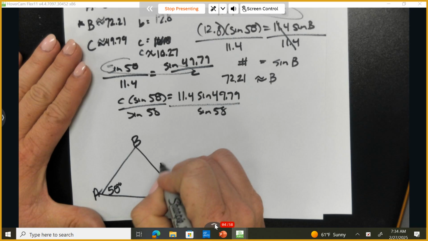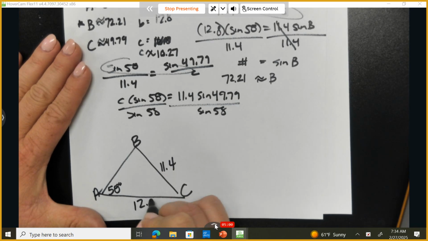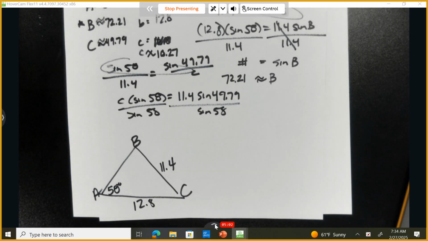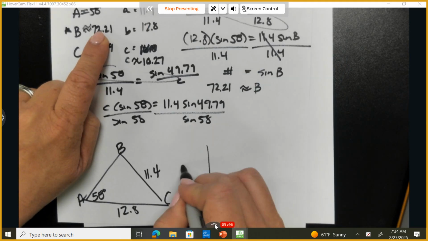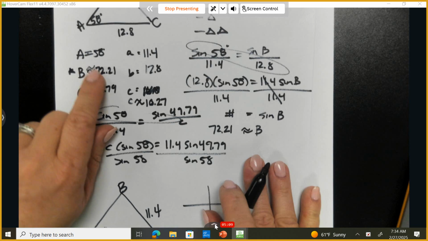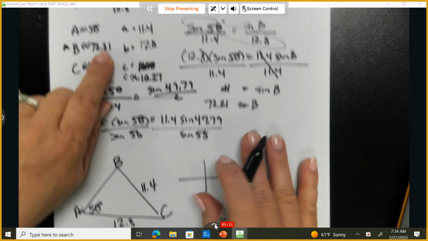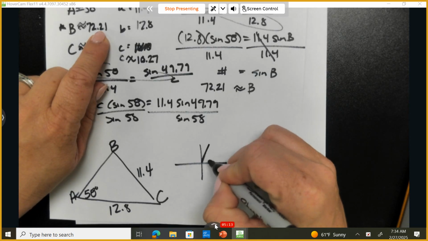We know this is 58, we know this is 11.4, and we know this is 12.8. We're going to go back to this first angle that I determined. And I want to know, where is the sine? We're using law of sines. So this is 72.21. Where would that be? That'd be like right here.